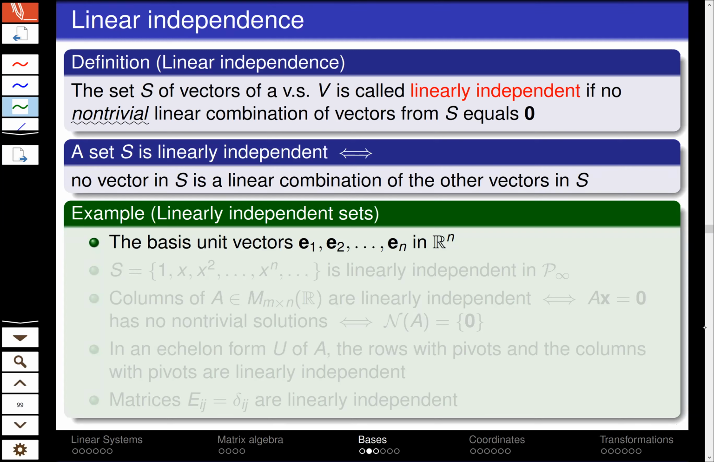Why? Because you know how to multiply a function by a constant. You just multiply its value. And you know how to add functions. F plus g at the point x is just f of x plus g of x. Okay? So this is the abstract definition of a vector space.